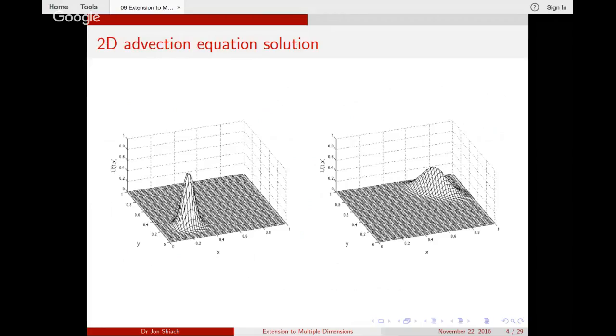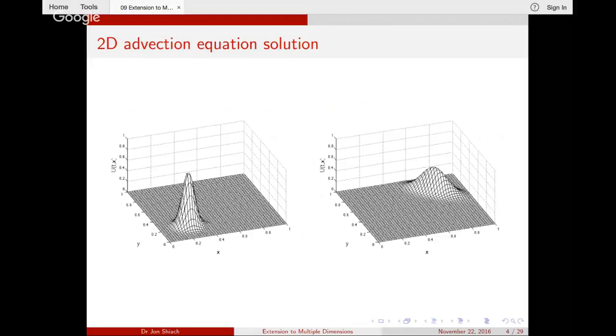Done a little solution here. With the 1D case, we looked at a bell-shaped curve and we moved it along the channel. With the 2D case, I've just got the bell-shaped curve in 2 dimensions. And the velocity in the x direction, so this direction up here, is 1, and the velocity in that direction is 1, so it should travel in the diagonal direction. As you can see, after a bit of time, my bell shape has travelled from about this point here up to that point. So that's the 2D advection solution.